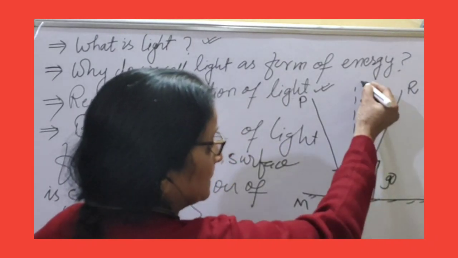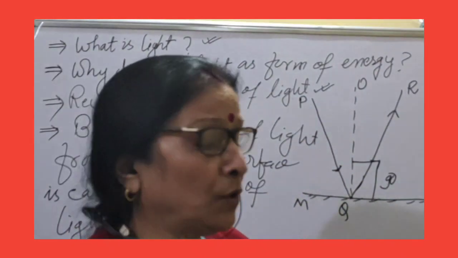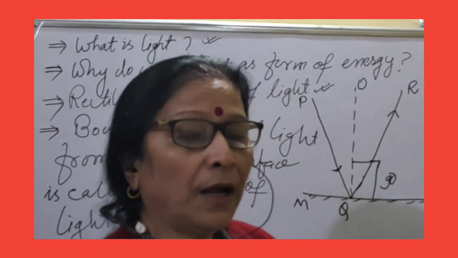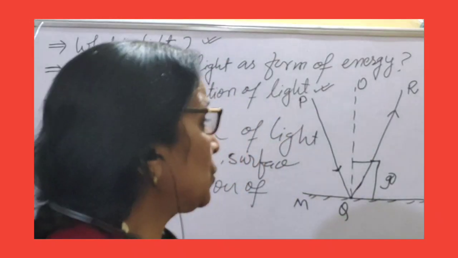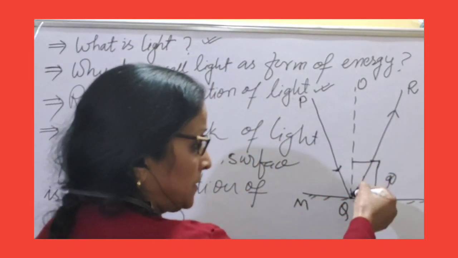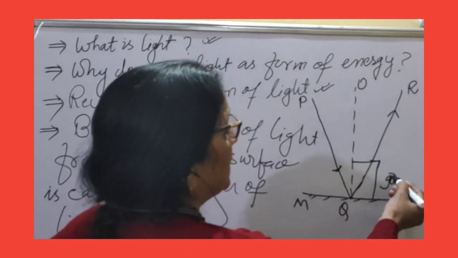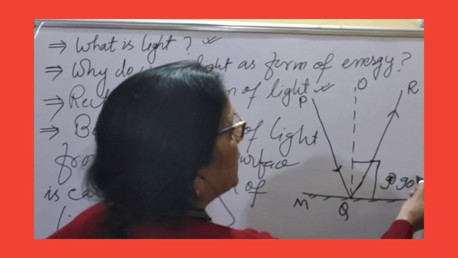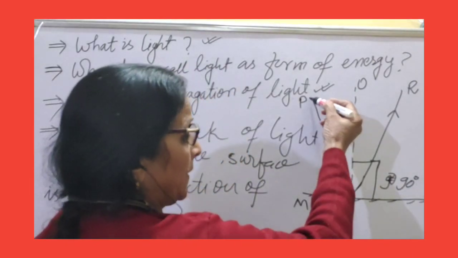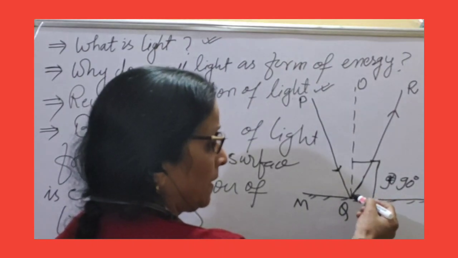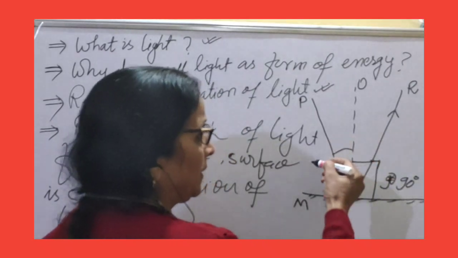This dotted line which has been drawn at the point of incidence Q is the normal at the point of incidence. It is also called the perpendicular. So this is called the normal at the point of incidence, right? Which makes an angle of 90 degrees with the mirror. Now PQ makes some angle with the normal.